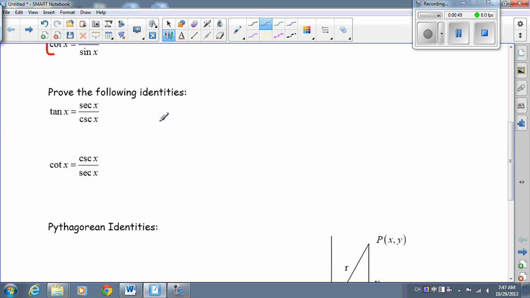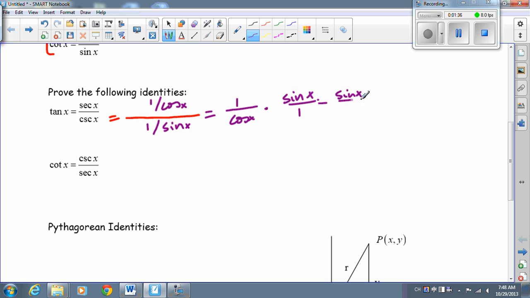Let's look at the first one. It says, prove the following identities. What I will do is change secant in terms of cosine, change cosecant in terms of sine. On top, secant is the same thing as 1 over cosine. Cosecant is the same thing as 1 over sine. If you remember our copy change flip rule, it will be 1 over cosine times, of course, x on both of them, times sine of x over 1, which is sine of x over cosine of x, and that's nothing other than the tangent of x. And once I reach this point, I can give myself a check.